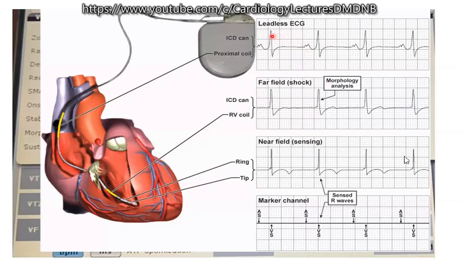And when we see a device, these are the typical EGMs which are stored in the device. First is the leadless ECG, which looks like that, and records from the SVC coil to the CAN. So it looks like lead 1. Second is from the RV coil. This is called the far-field shock EGM, which is from the RV coil to the CAN, and it is also like a surface QRS but different. And this morphology match uses this EGM. Third is your near-field, which is bipolar, ring to tip. It is used for sensing the tachycardia. And last is the marker channel, which tells you what the device is seeing. So these are the 4 classical EGMs which are stored in the device.